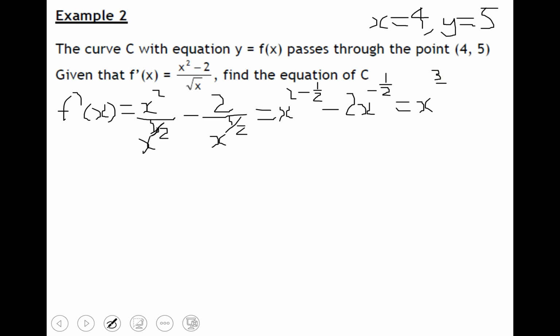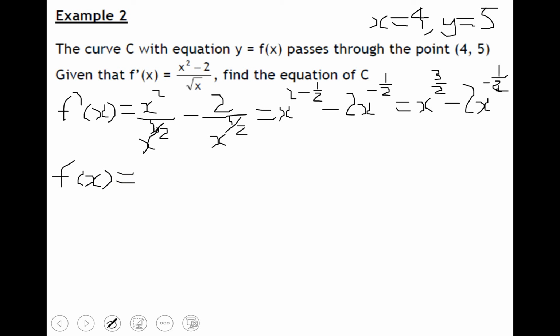Remembering that in C1 we tend to prefer top heavy fractions. So we have x to the 3 over 2 minus 2x to the minus a half. Now we're able to integrate term by term.